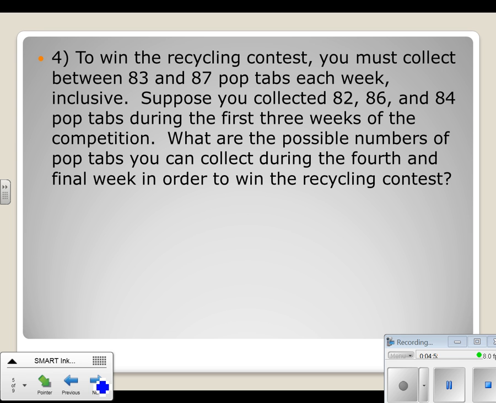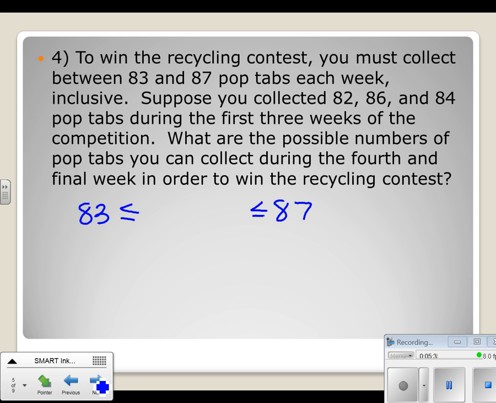To win the recycling contest, you must collect between 83 and 87 pop tabs each week, inclusive. So that means you would include 83 and 87. Suppose you collected 82, 86, and 84 pop tabs during the first 3 weeks of the competition. What are the possible numbers of pop tabs you could collect during the 4th and final week in order to win that recycling contest? It said collect between 83 and 87 pop tabs. So we have to have something greater than or equal to 83 because it's inclusive, but less than or equal to 87. So somewhere between there.